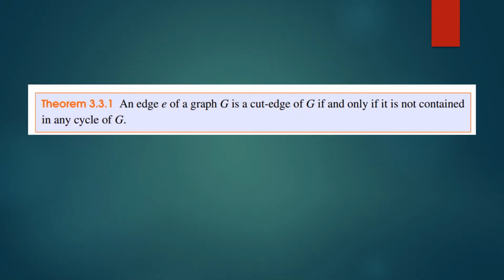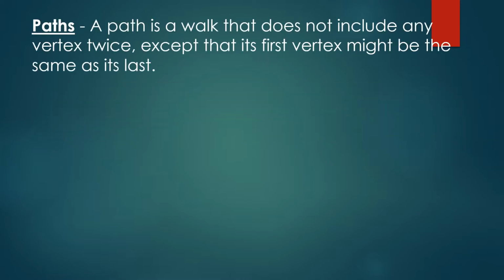For this video, I am going to show the proof of the theorem: an edge E of a graph G is a cut edge of G if and only if it is not contained in any cycle of G. Before we proceed to the proof, let us first review the definitions of path and cycle.